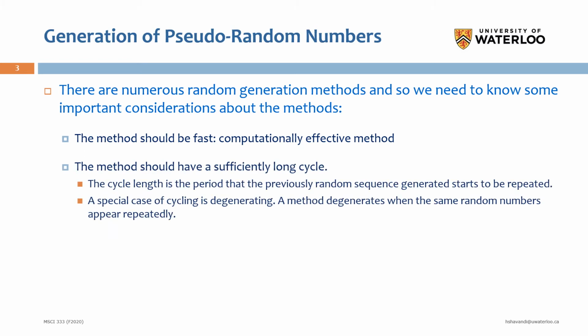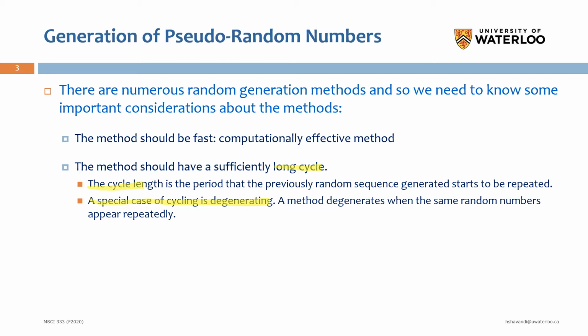The second criterion is having a sufficiently long cycle. What's the meaning of the cycle? The cycle is the length of the period after which the sequence of randomly generated numbers repeats. If we generate a sequence of random numbers and after a while that sequence starts to be repeated, then that length of the period is called the cycle. A special case of cycling is degenerating.